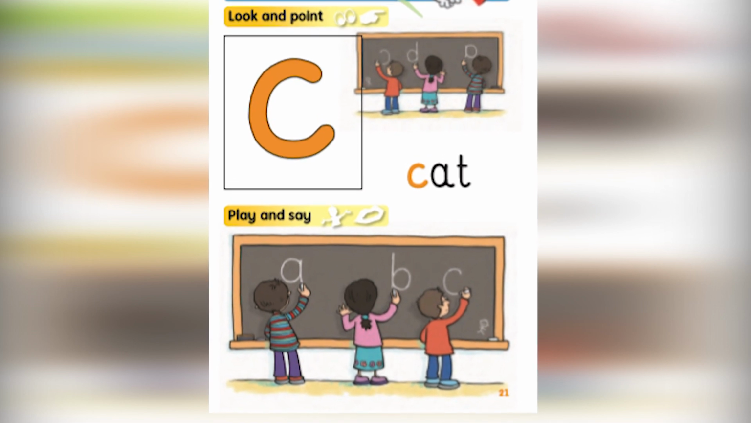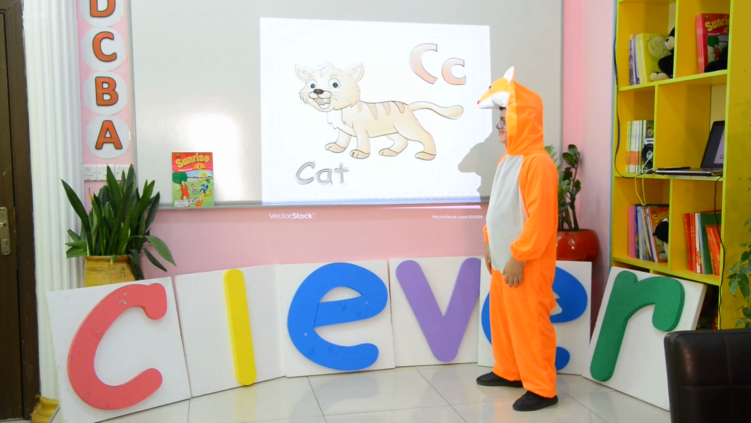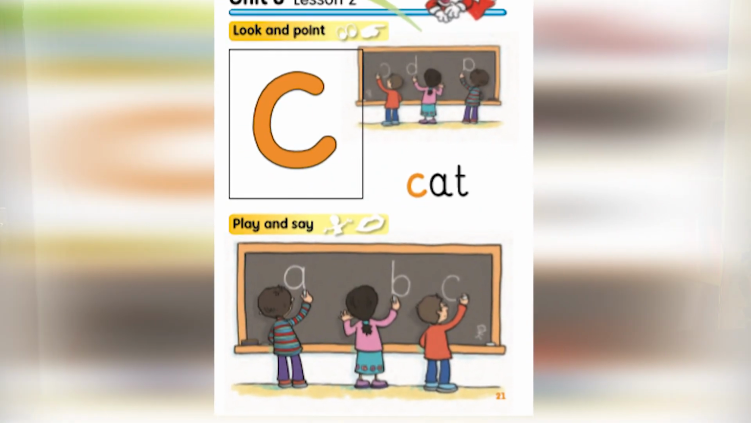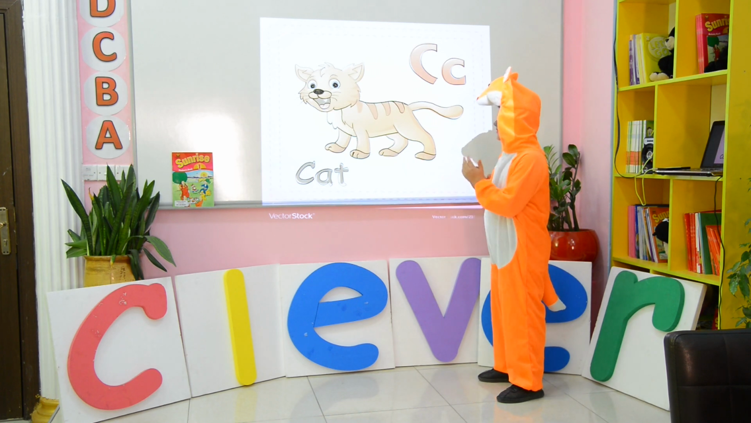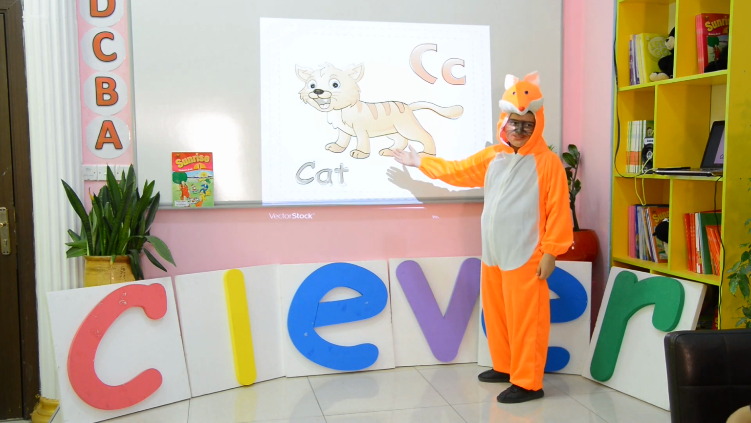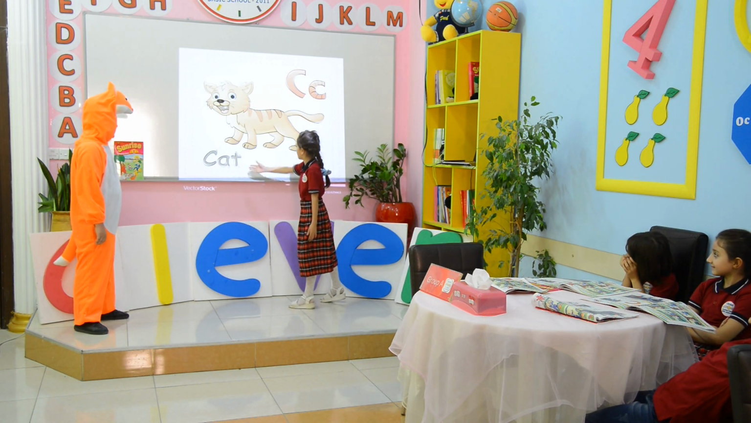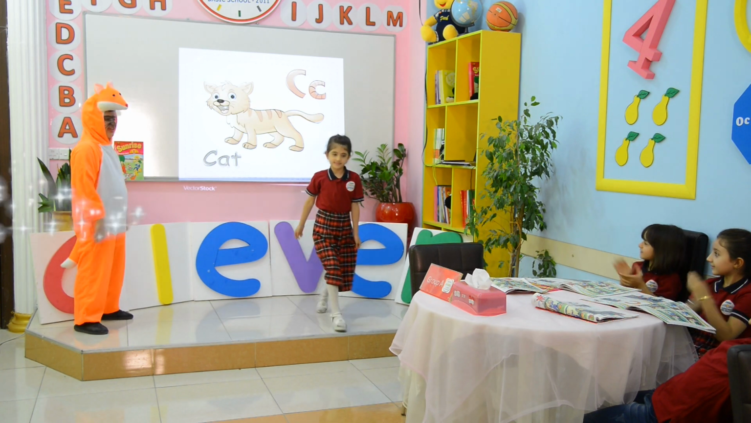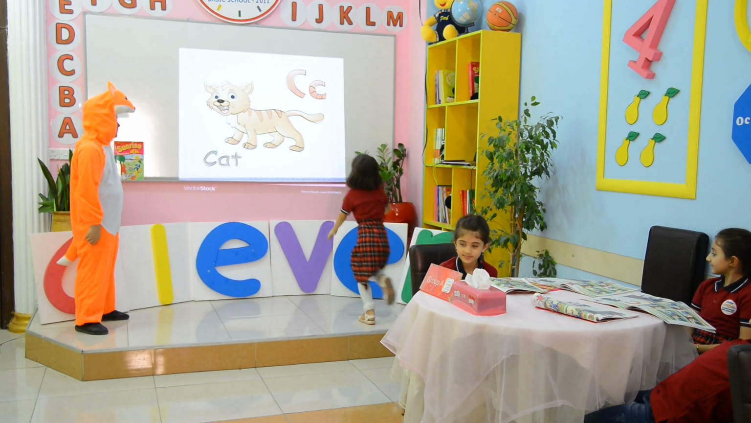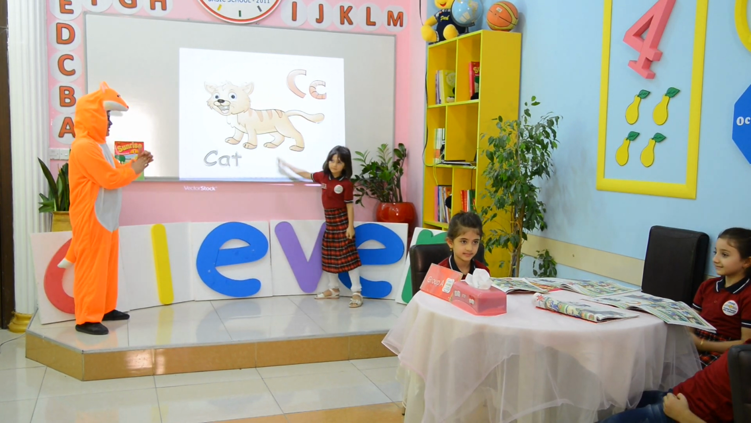Students' Book, Unit 6, Lesson 1. Listen and clap. Cat. A, B, C, D, Cat. Cat. Come here, Caris. Very good, clap. Come here, Vanna. W, X, Y, and Z. Well done, clap.